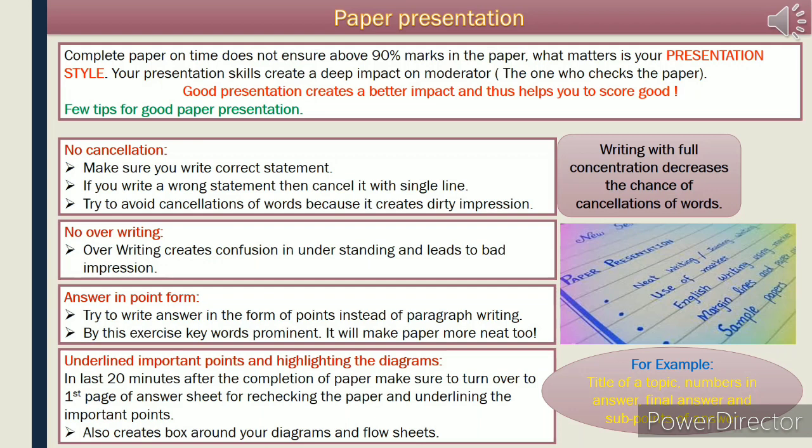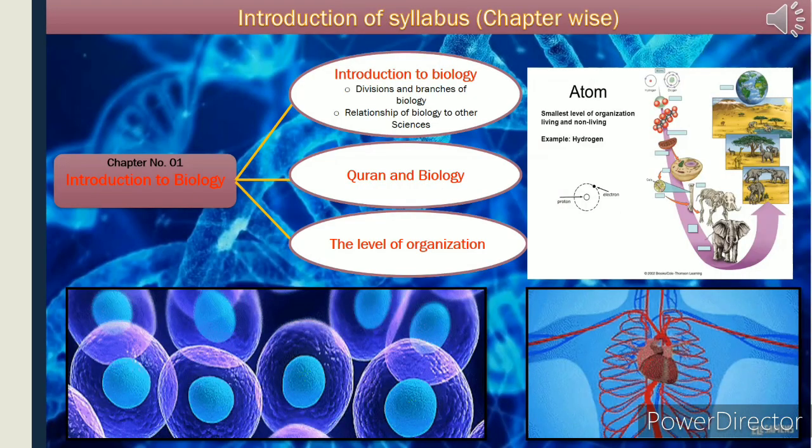Fourth one is most important. Underline important points and highlight the diagram. In the last 20 minutes after the completion of the paper, make sure to turn over to the first page of the answer sheet for rechecking of the paper and underline the important points. For example, title of topic, number in the answer, final answer and sub points of the answer. Also create a box around your diagrams and flow sheets.